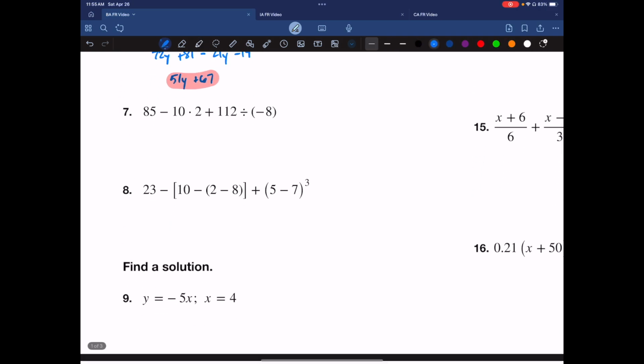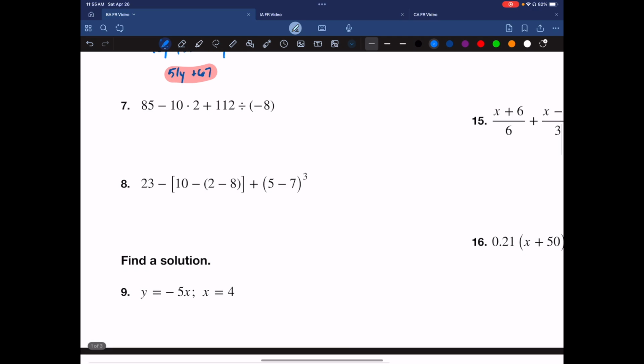Okay, here on number 7 is the order of operations. Really, 7 and 8 are both order of operations problems, where that's what you're focused on. You should be focused on that on every problem, but this is a problem designed to really focus on that. So I multiply and divide before I add and subtract. So 85 minus 10 times 2 is 20, plus 112 divided by negative 8. That's going to be negative 14. All right, and so you have 85 minus 20 plus negative 14, or minus 14. All together, that's going to give you 51. Once you get it down to just adding and subtracting, you can go ahead and put that in your calculator.